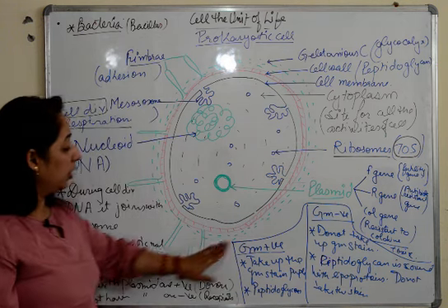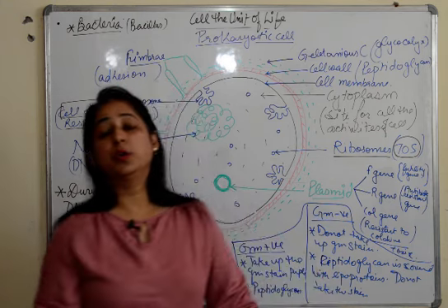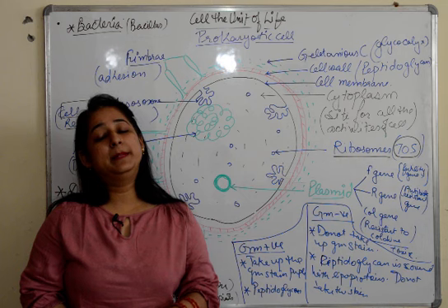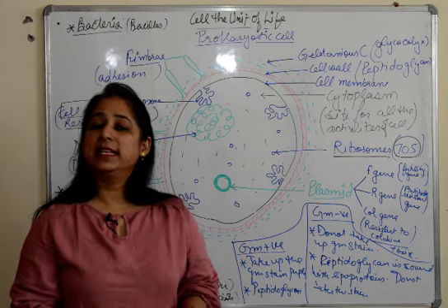We have talked about all the important pointers from your paper point of view. In our next video we'll take up eukaryotic cells. We'll be talking about the animal cell and the plant cells separately.